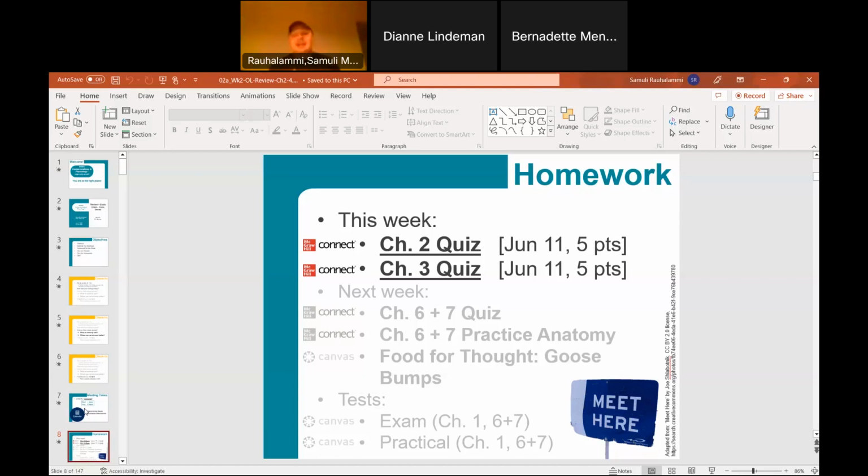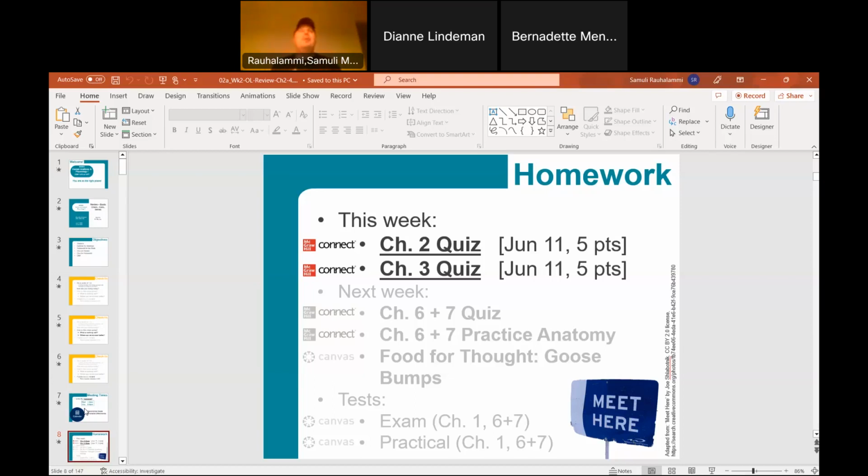Another thing that's happening next week is that we'll be taking our very first exam and practical. And these exams and practicals are taken fully on Canvas, and the first exam will cover chapters 1, 6, and 7. Some students find it easier to work through the weekly coursework and then tackle the exam. The practical covers the same chapters. The exam is going to contain questions that you have already met as part of the quizzes for those chapters.